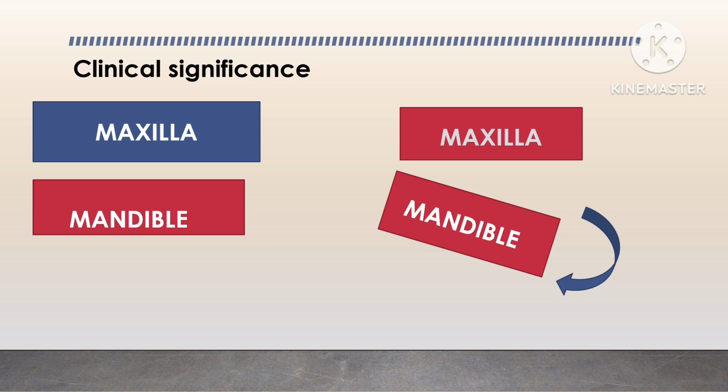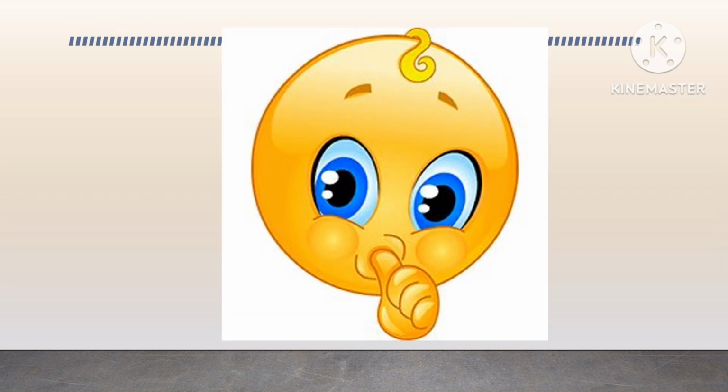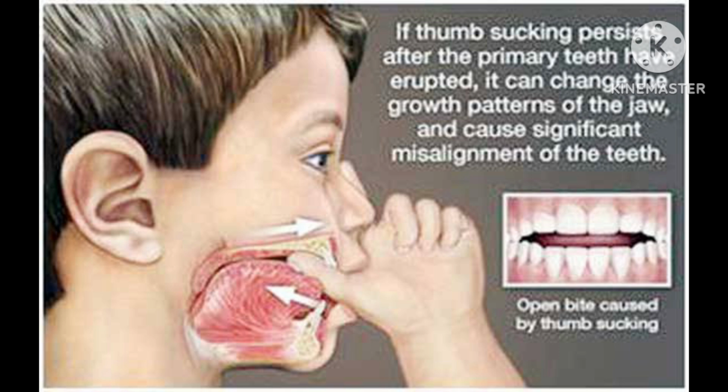Early diagnosis of improper buccinator function or unbalanced forces can allow for preventive treatment, such as use of palatal expanders or early orthodontic treatment to guide the growth of the jaw and prevent more serious alignment issues later in life. In case of thumb sucking, the continuous sucking action leads to repetitive use of the orofacial muscles, including tongue, cheeks, and lips.